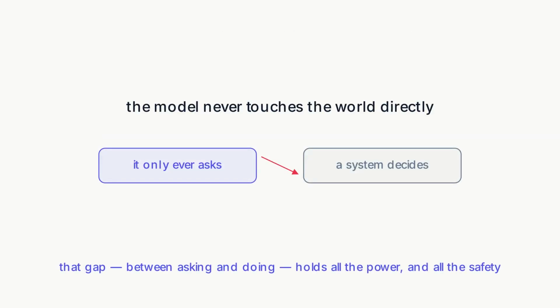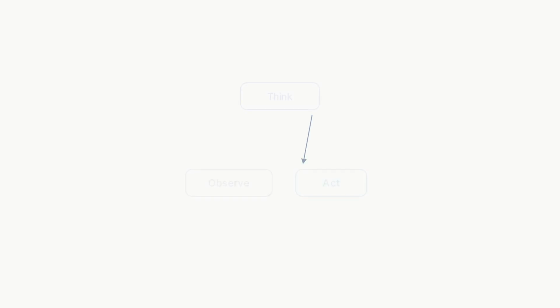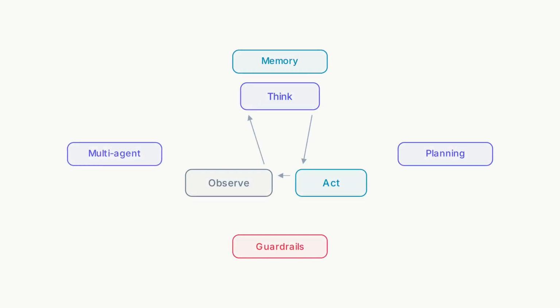The model never really touches the world directly. It only ever asks. Every search, every email, every action passes through a request and a system that decides what to actually do. That gap between asking and doing is where all the power and all the safety of AI agents lives. And every other block still to come in this series plugs into this loop.